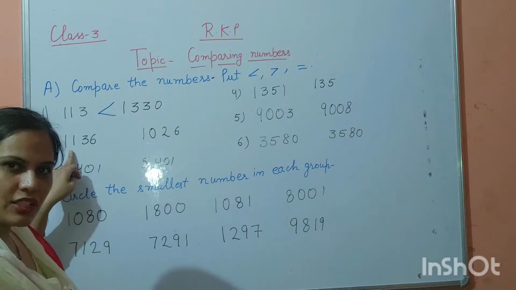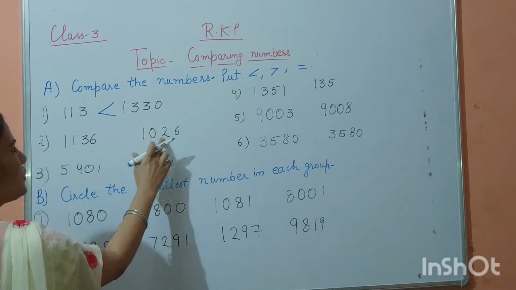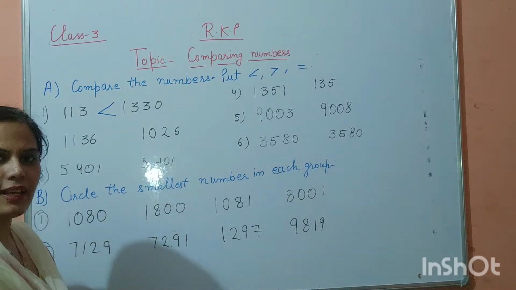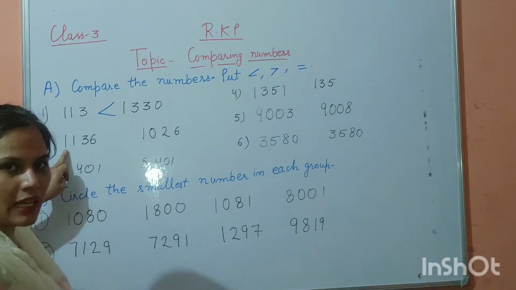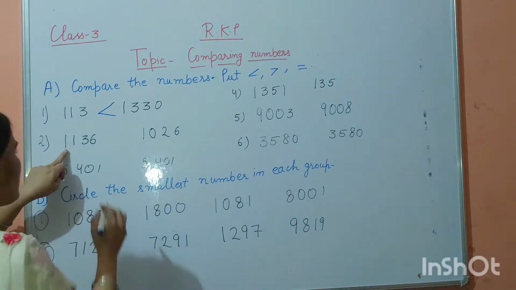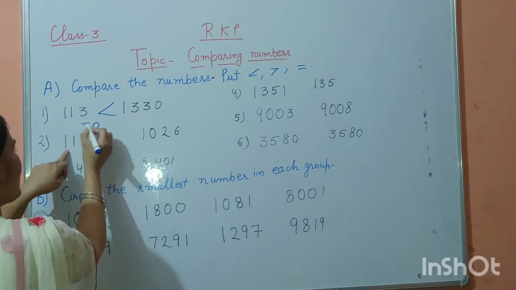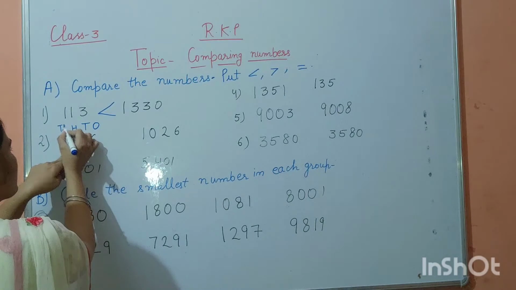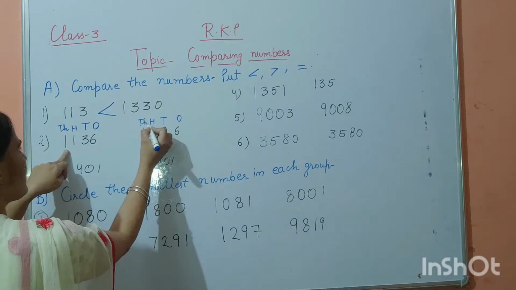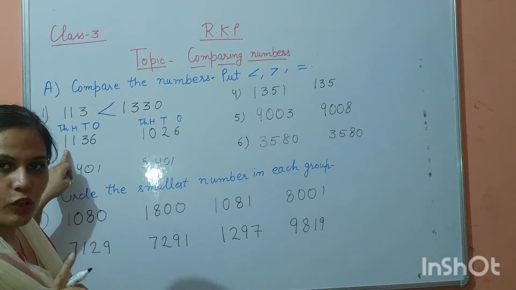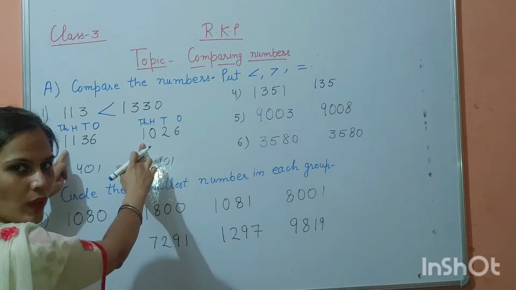If the number of digits are same, 1, 2, 3, 4, 1, 2, 3, 4, means both numbers have the same digits. Now what will you do? Compare from the thousand place. First of all put it in the place value chart. Ones, tens, hundred, thousand. Now compare from the thousand place. At thousand place both are same, 1 and 1.